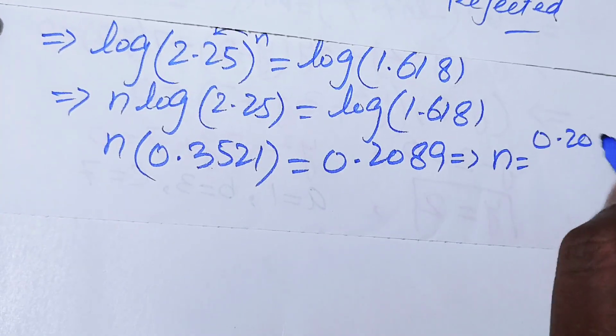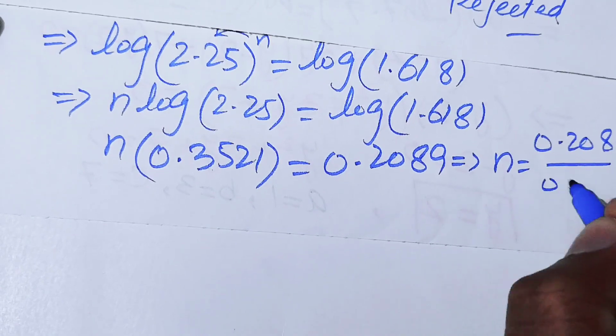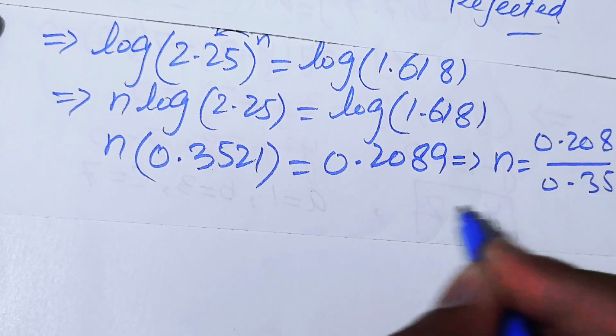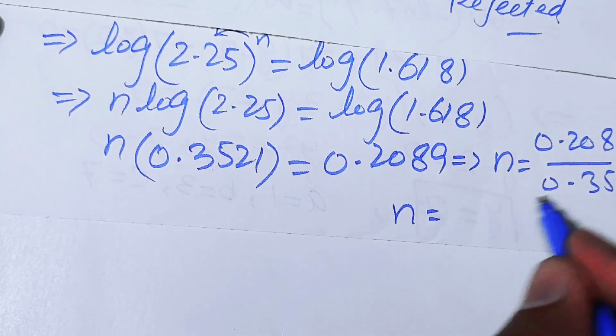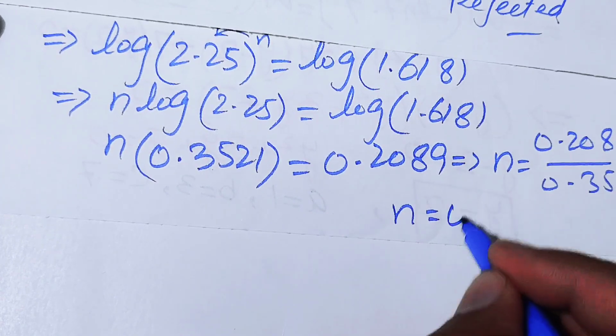We move this value to the right hand side, and you will get n is equal to 0.2089 over 0.3521. After dividing these two values you will finally get the answer.